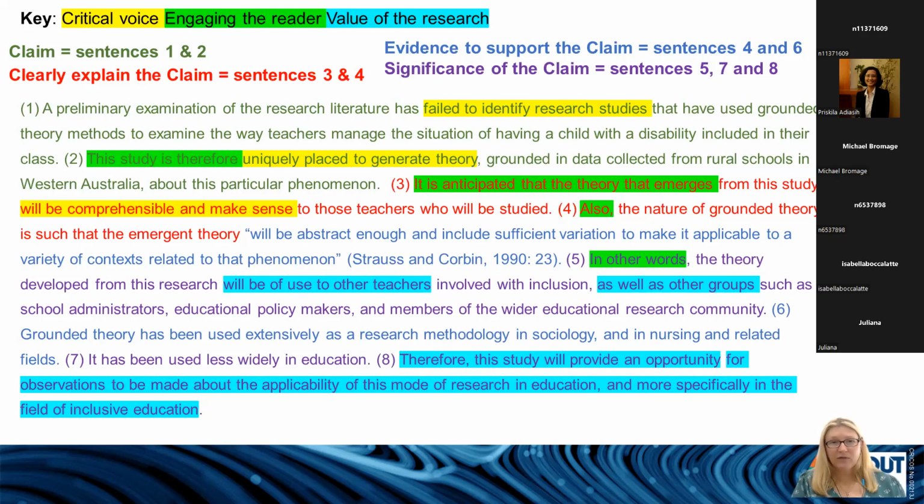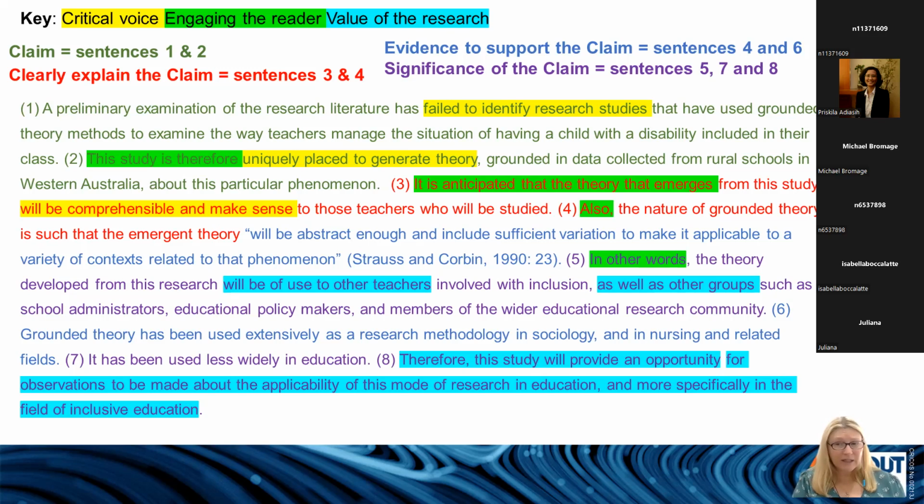Then sentences 3 and 4 explain further. So it's unique. It's going to make sense to the teachers who are going to be studied. And also it's going to, the emergent theory will be abstract enough to make it applicable to a variety of contexts. So there was an overlap there between explaining the claim and giving us some evidence as well. Then what do you think about sentence number 5 there? In other words, the theory developed from this research will be of use to other teachers.